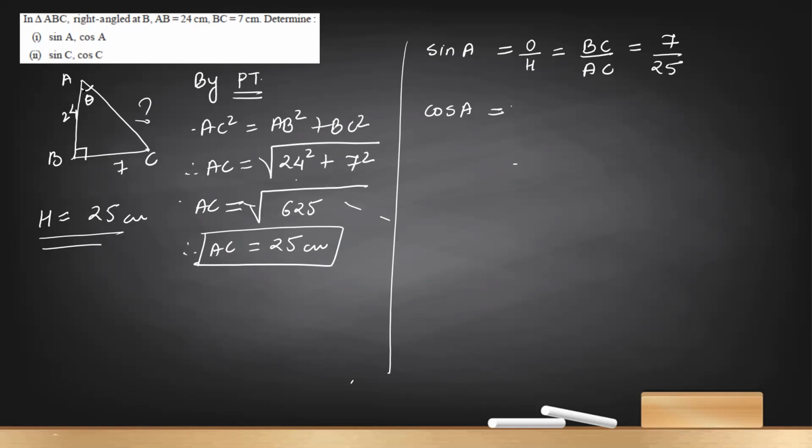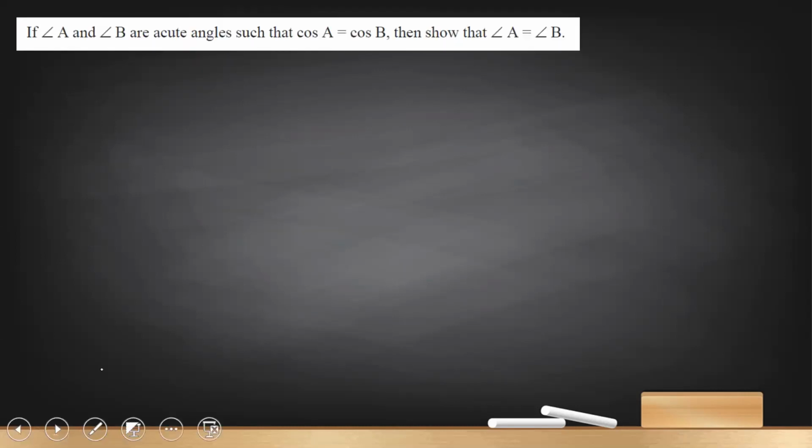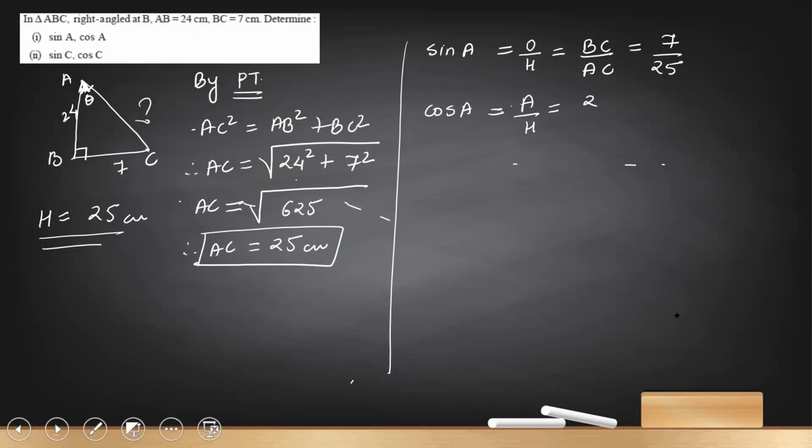Now cos A. Again, A is the angle of consideration over here. Cos is adjacent upon hypotenuse. What is my adjacent? Adjacent is AB, which is 24, upon AC. So that's 24 upon 25.